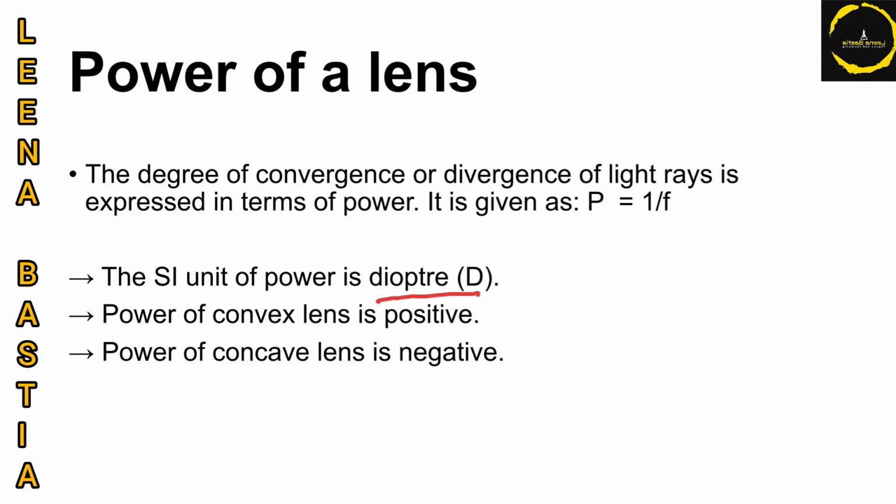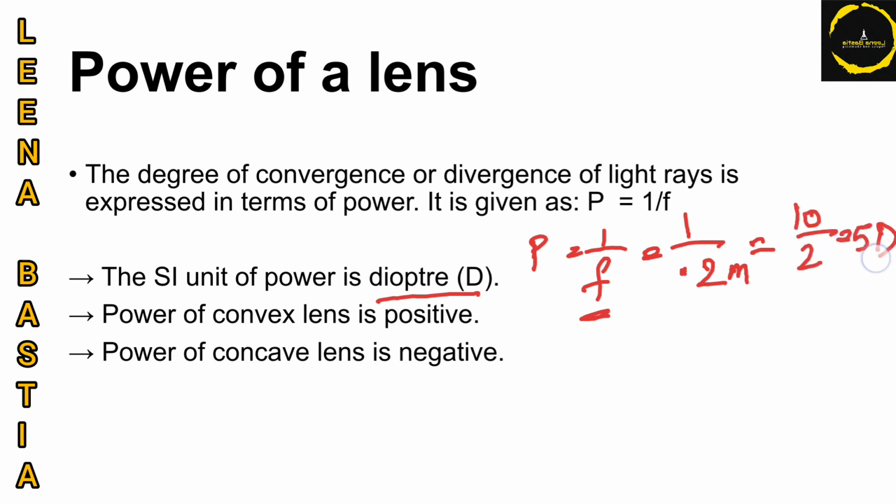Now just see, in the first case we had taken the focal length as 20 centimeter. We have the formula P equal to 1 by F. F has to be in meter, but in the question it was given as 20 centimeter, so I have to convert it into meter. It is 0.2 meter. By calculating, it will be 10 by 2, equal to 5 diopter, because the unit is diopter and we denote it with capital D.